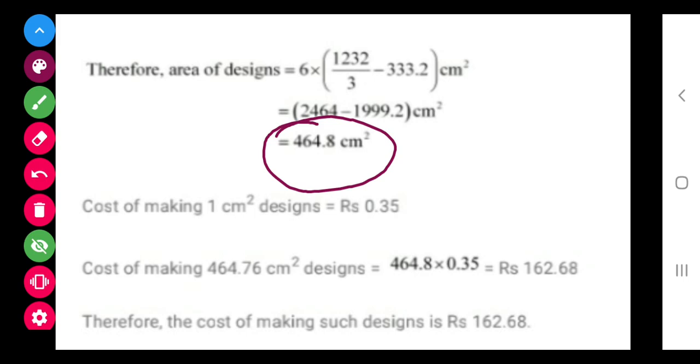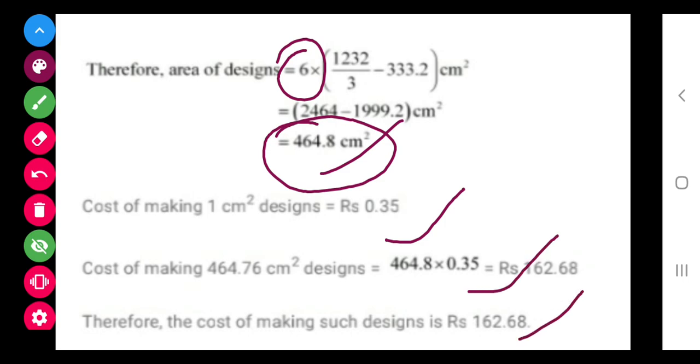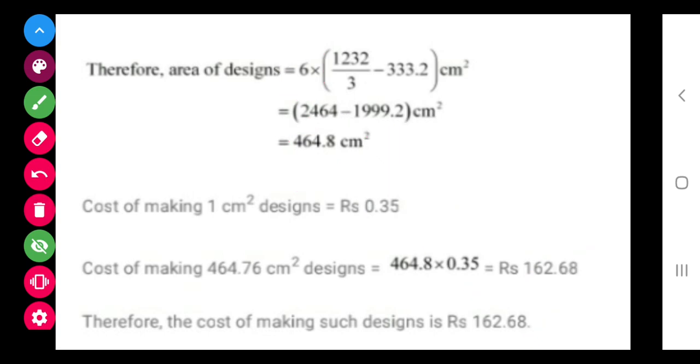one design area is determined. After determining one area, then 6 areas are there, so multiplying by 6 you will get this answer. And cost of designing is this much, so total cost is, you can determine area into this area into 0.35, you will get the answer in rupees finally.